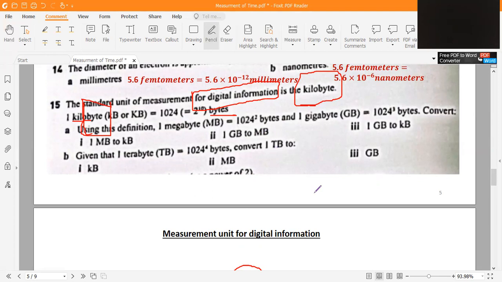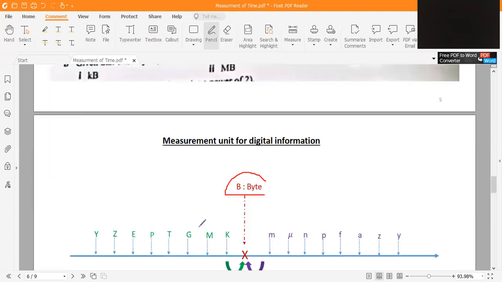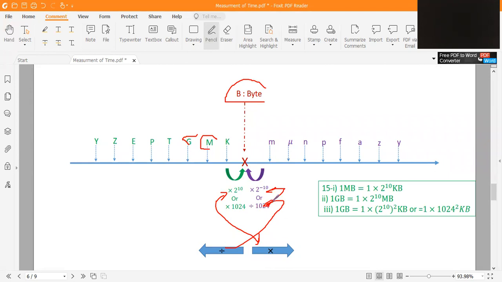1 gigabyte to megabyte. We are here in gigabytes, and we want to move to megabyte. From left to right, we multiply by one step, so we multiply by 2 power 10. So it is equal to 1 times 2 power 10 kilobytes. Okay, 2 power 10 is equivalent to 1024 kilobytes.